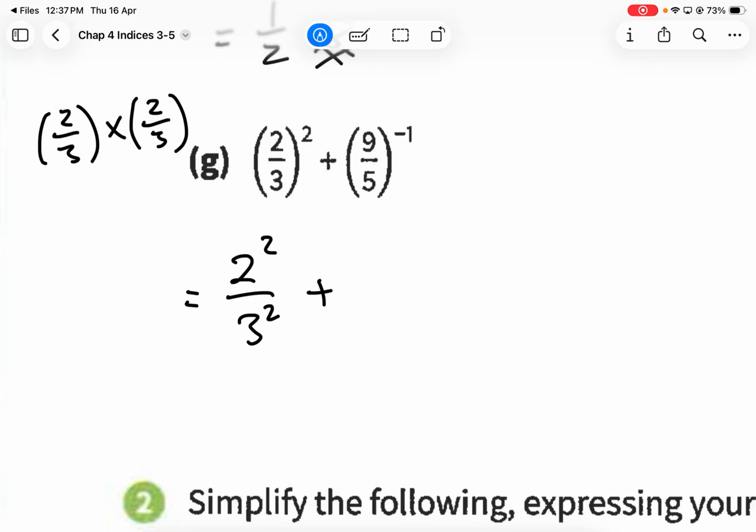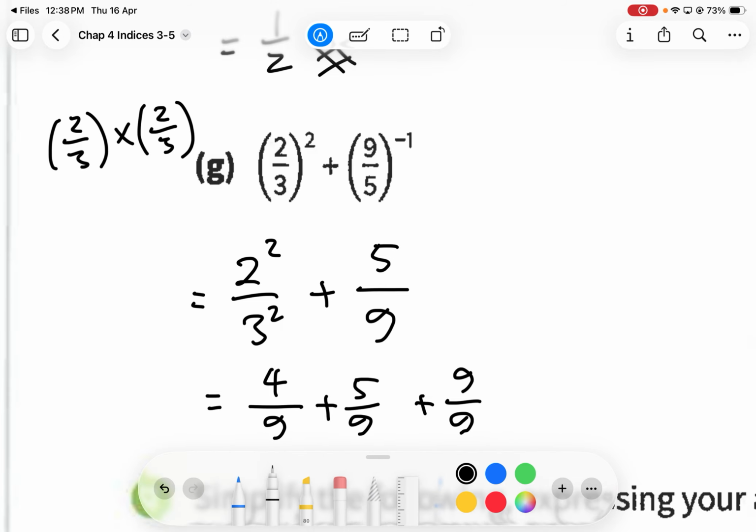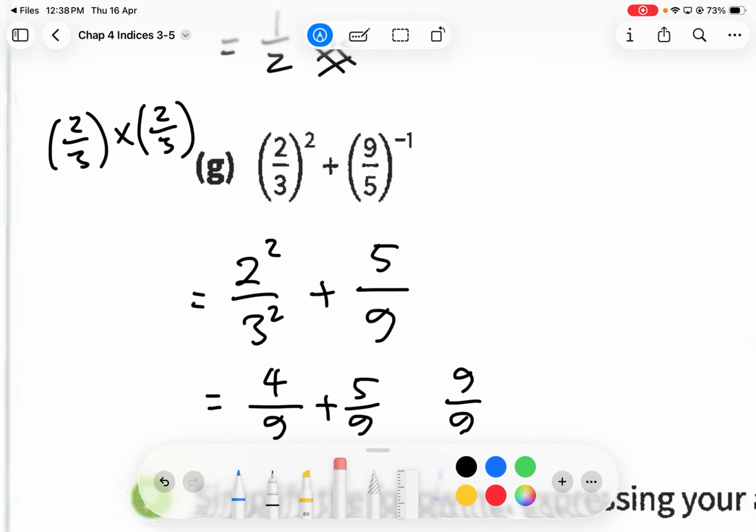Then I need to add. Then this one has negative 1. So negative 1, the effect is 9 will become negative 1, 5 will become negative 1. To make it become positive, 5 goes on top, 9 goes below. What is 2 square? 4. What is 3 square? 9. 4 over 9 plus 5 over 9 equals 9 over 9, which equals 1.